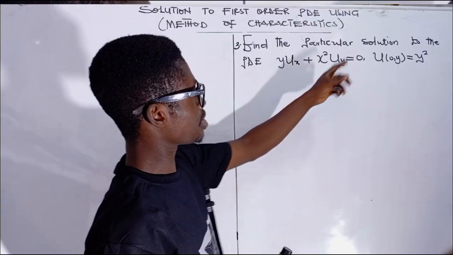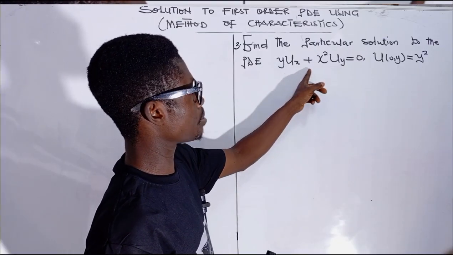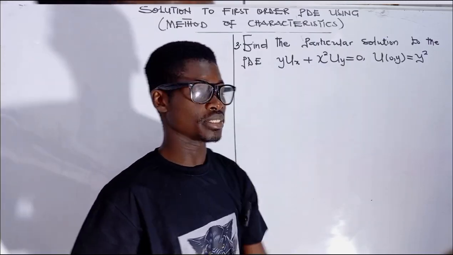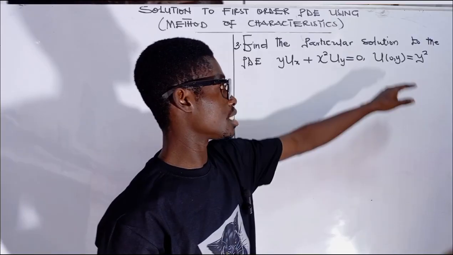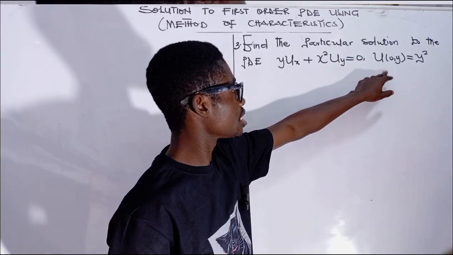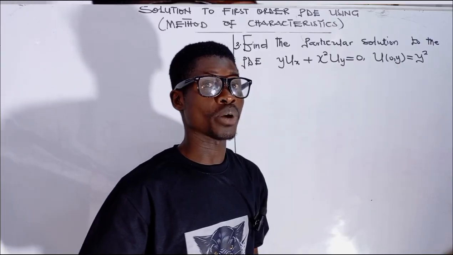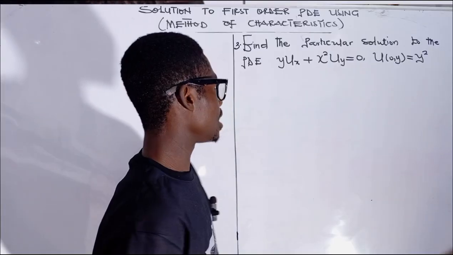We want to find a particular solution to the PDE y ux plus x squared uy is equal to 0, subjected to the initial condition u of 0, y is equal to y squared. Very, very easy and simple.